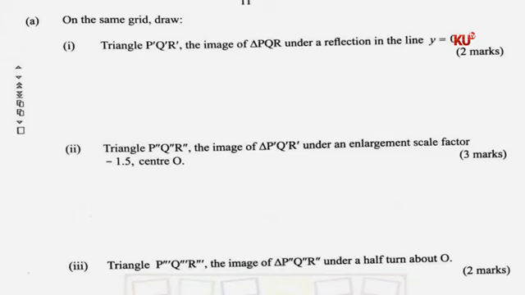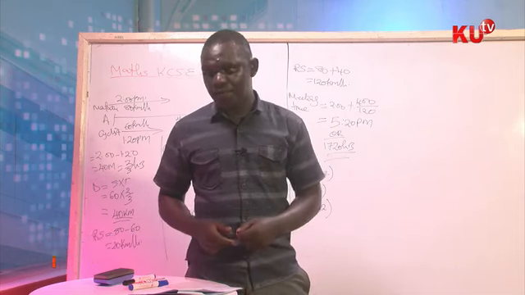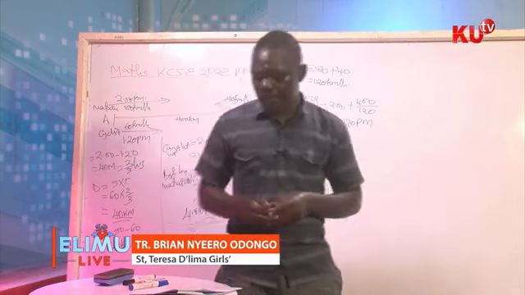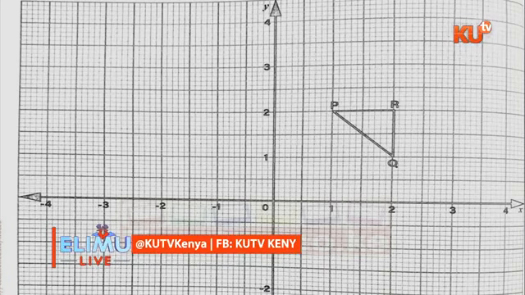So what I'll need you students to do, on that triangle P prime, Q prime, and R prime, let's get back to our graph. Draw straight lines. For example, from P prime draw a straight line passing through the origin. It should just be a straight line, same for Q prime and same for R prime.